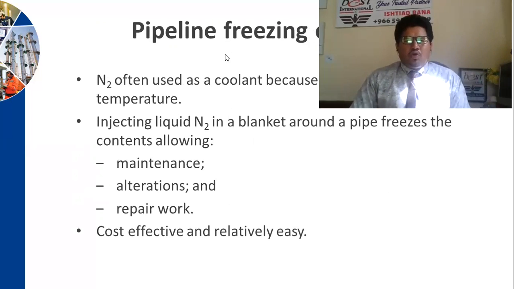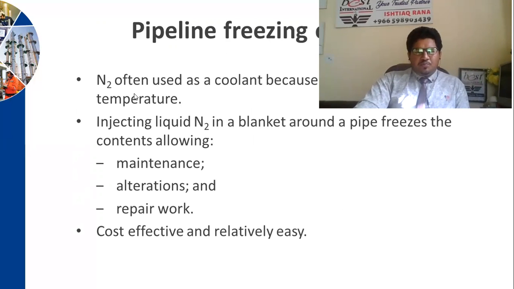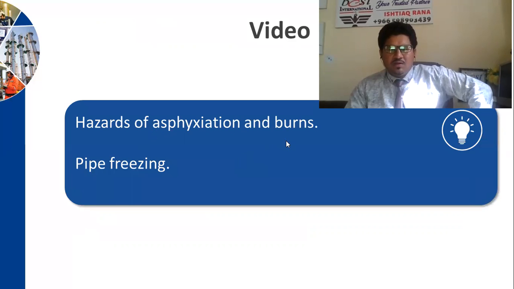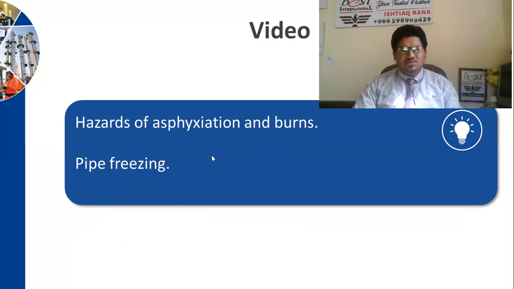Now, pipeline freezing operations. We often use nitrogen as a coolant because of its very low temperature, including injecting liquid in a blanket around a pipe, which freezes the contents, allowing maintenance, alterations, and repair work. It is cost effective and relatively easy also. We can use this video to watch the hazards of machinery, burns, and pipe freezing.